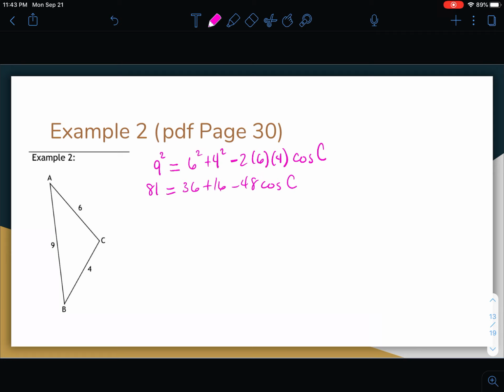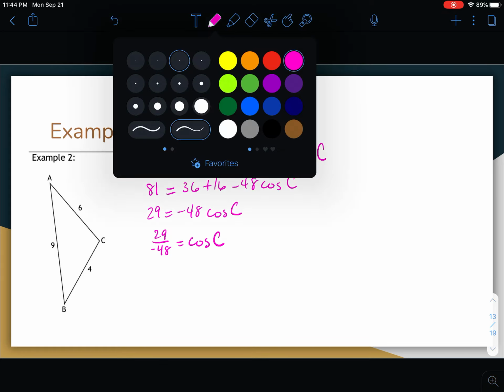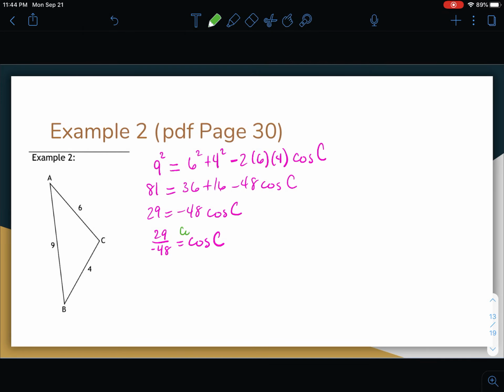So in this case, we'll end up subtracting 36 and 16 from both sides, and we should get 29 equals negative 48 cosine of C. We divide both sides by negative 48. 29 over negative 48 is equal to cosine of C. We're showing all our steps. And now we need to take the inverse cosine of both sides. Okay, so we get C is approximately equal to 127.169 degrees. So that's what's right in here, 127.169 degrees.